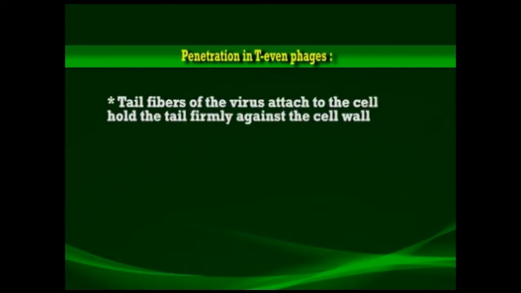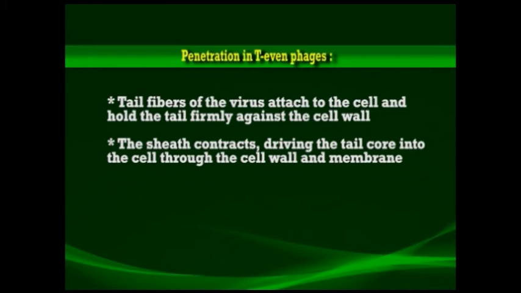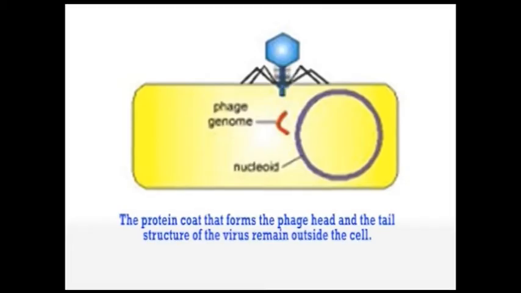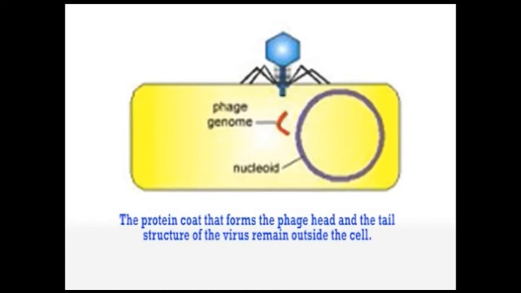Penetration in T-even phages is achieved when the tail fibers of the virus attach to the cell and hold the tail firmly against the cell wall, and the sheath contracts, driving the tail core into the cell through the cell wall and membrane, and the virus injects its DNA. The protein coat that forms the phage head and the tail structure of the virus remains outside the cell.